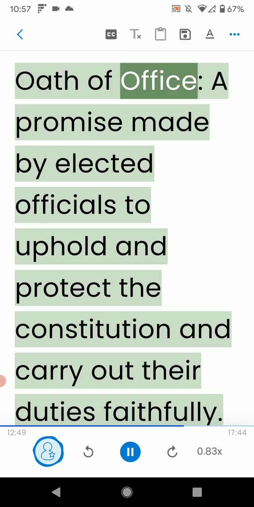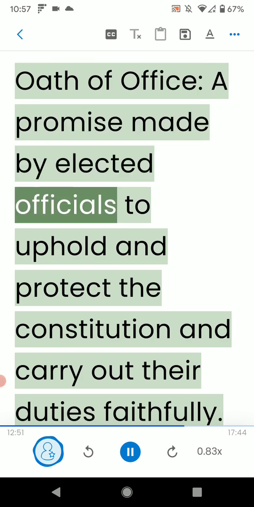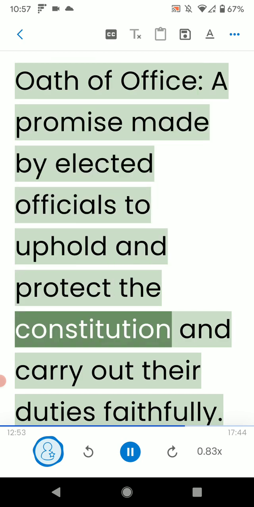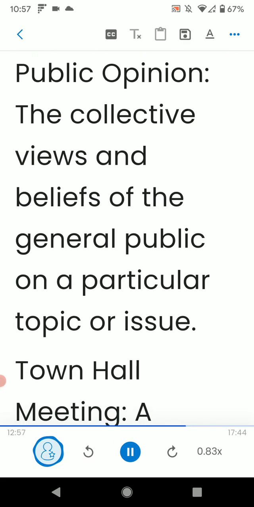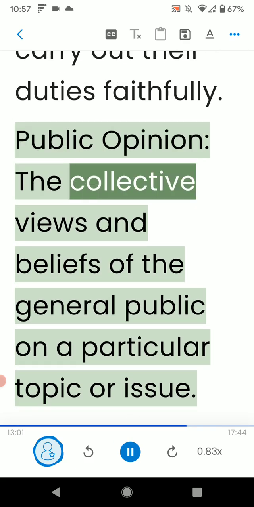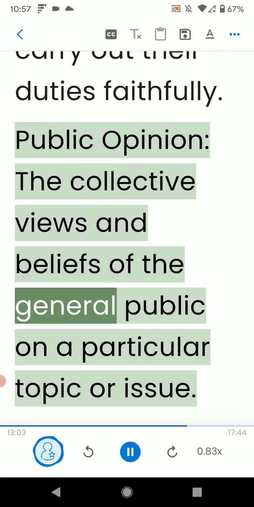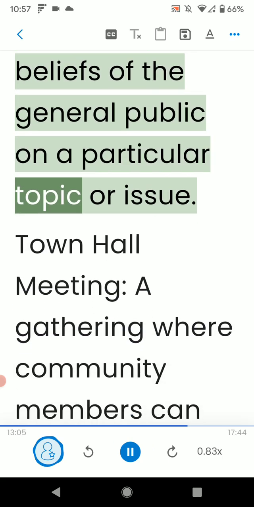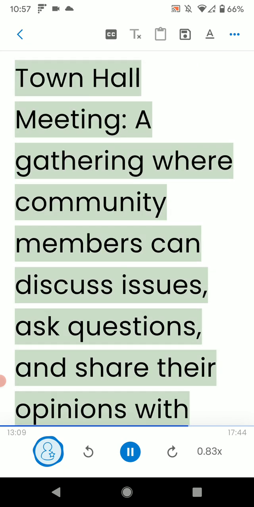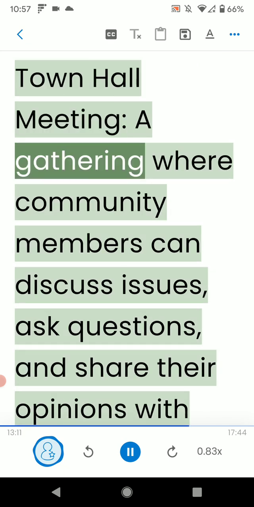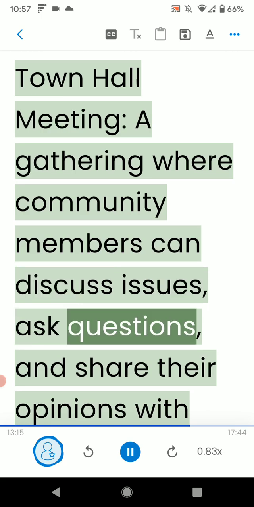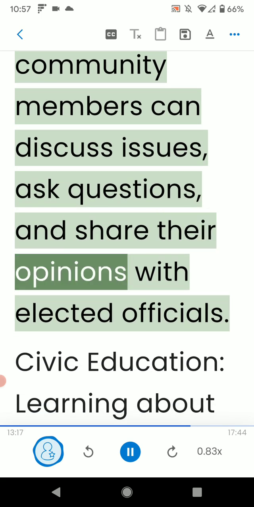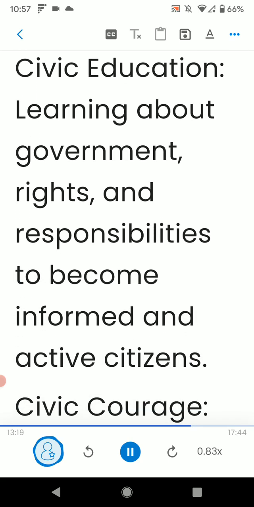Oath of office, a promise made by elected officials to uphold and protect the Constitution and carry out their duties faithfully. Public opinion, the collective views and beliefs of the general public on a particular topic or issue. Town hall meeting, a gathering where community members can discuss issues, ask questions, and share their opinions with elected officials.